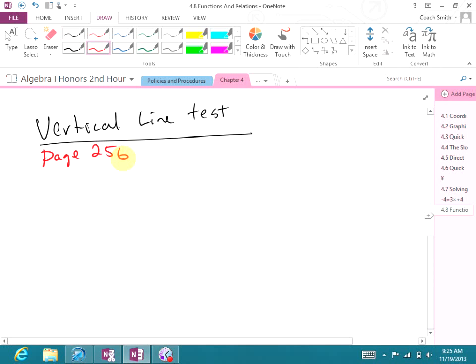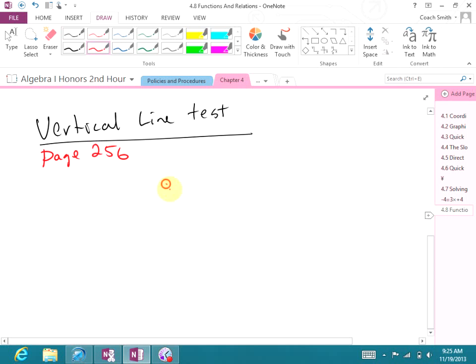Okay, they have given you examples of functions that have been tested with the vertical line test. What the vertical line test says is this: if I can draw a vertical line and hit 2 points on whatever they've drawn, a line, a curve, anything like that, then it can't be a function. Okay, you see examples of that.